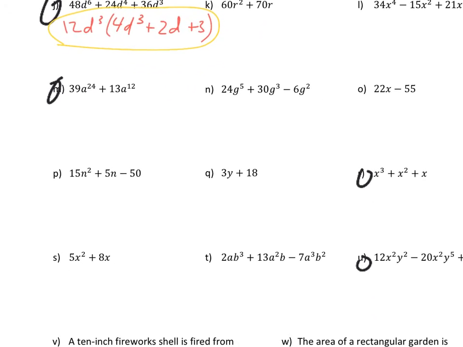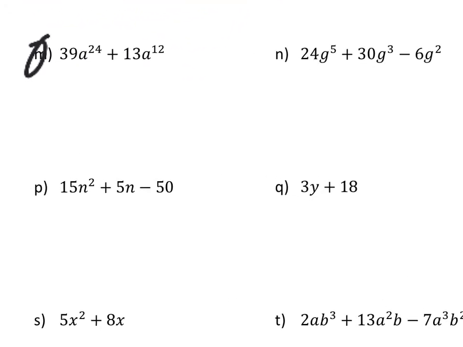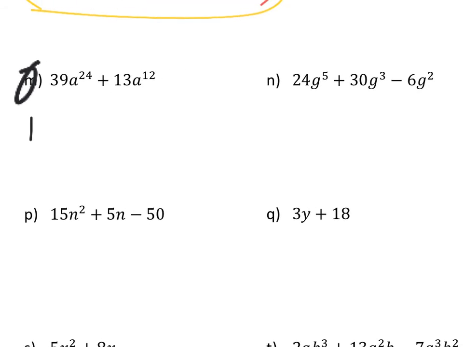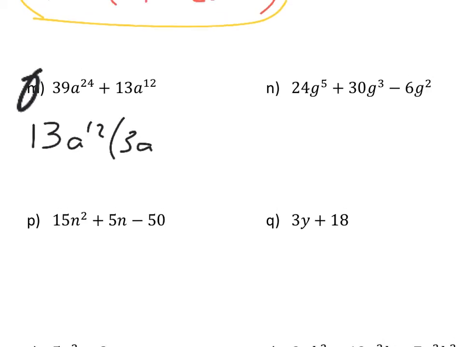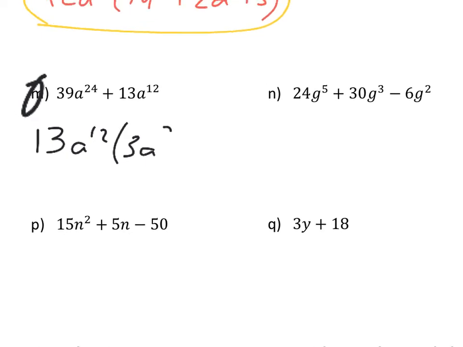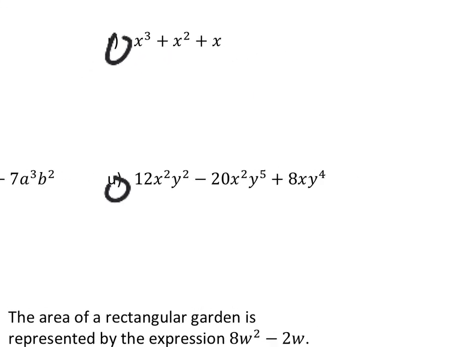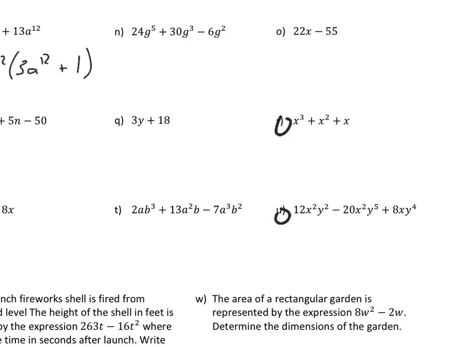All right, letter M. 39 and 13, the greatest common factor of those is 13. 8 to the 24th, 8 to the 12th, I'm going to take the smaller, which is 8 to the 12th. I should get 3 8 to the 12th plus 1. And I'm done. All right.